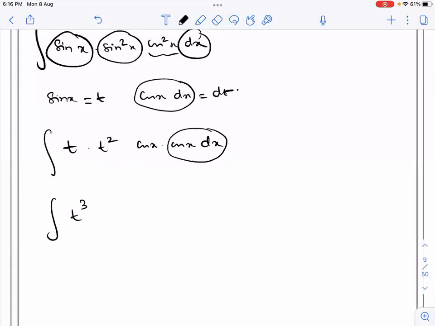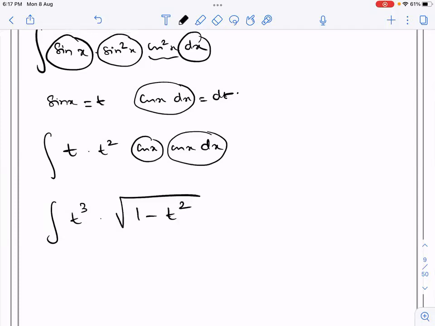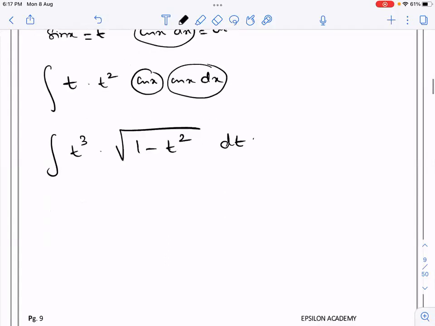So integral of t cube into, what can I do to this cos x? Root of 1 minus t square. And this will be dt. So integral of t cube into root of 1 minus t square dt. How to even proceed from here? So this problem we need to go with double substitution.